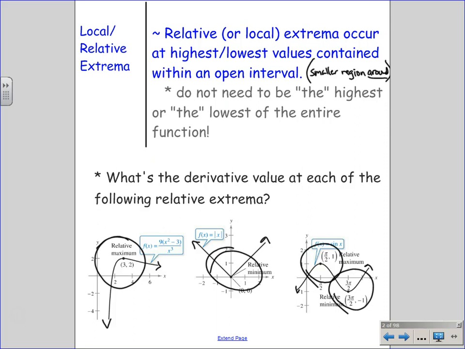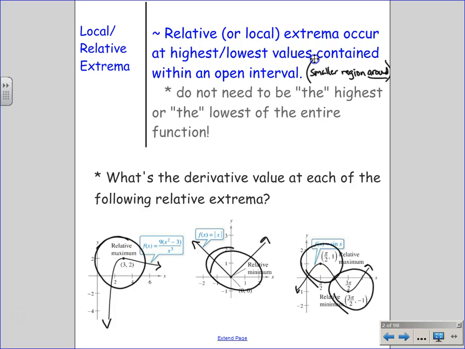But these are actually also relative and absolute. We'll look at examples soon of where they're relative that aren't absolute. But that's not the question being asked. The question being asked is the derivative value at each of them. Why? Because I told you the point of chapter 3a is, can we use our calculus to analyze, to figure out the behavior of functions?